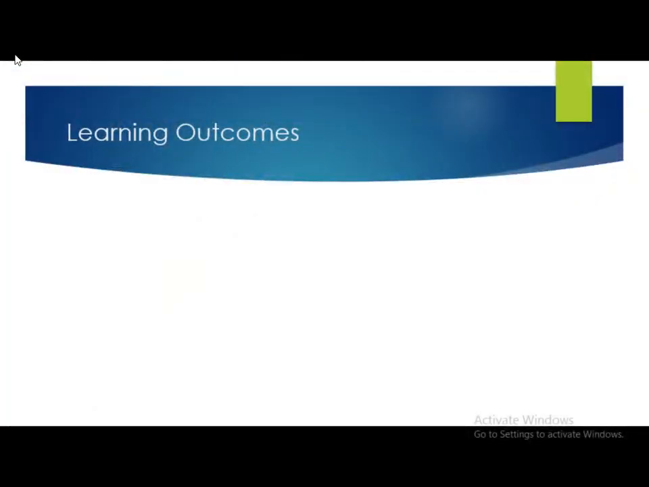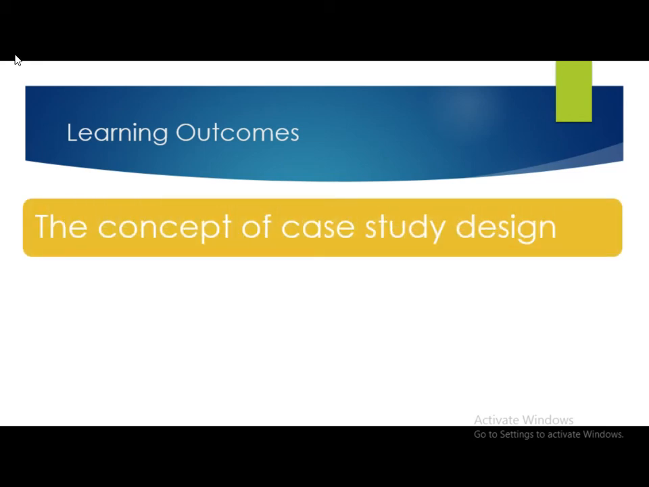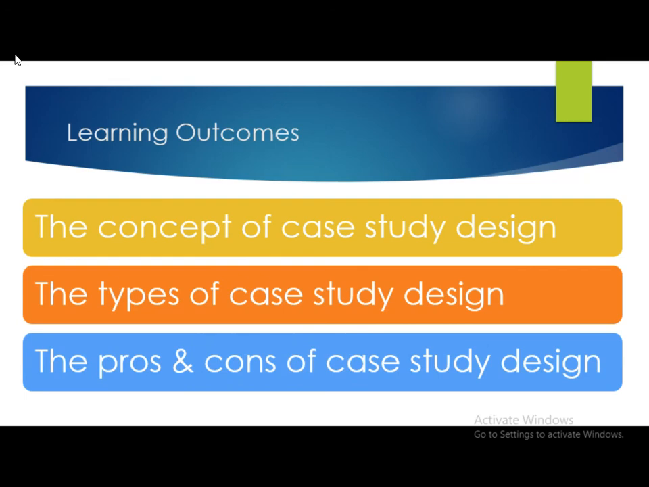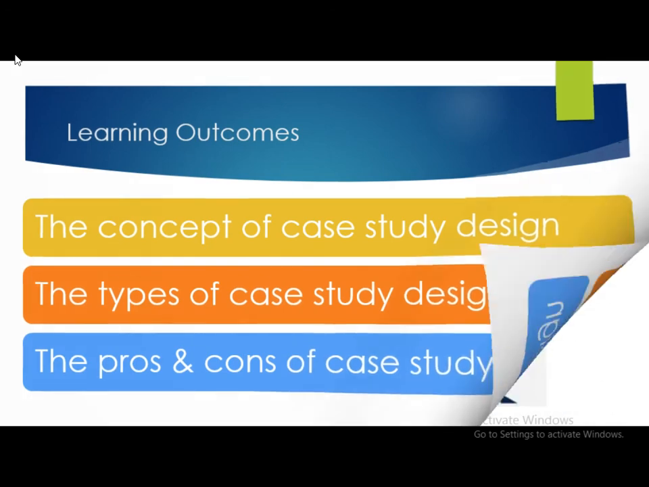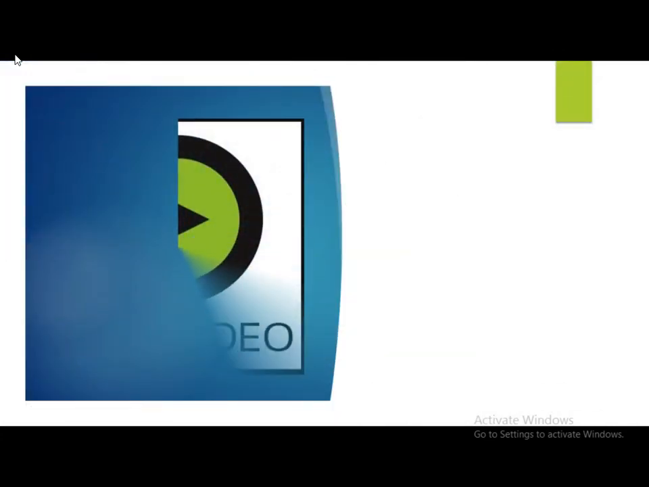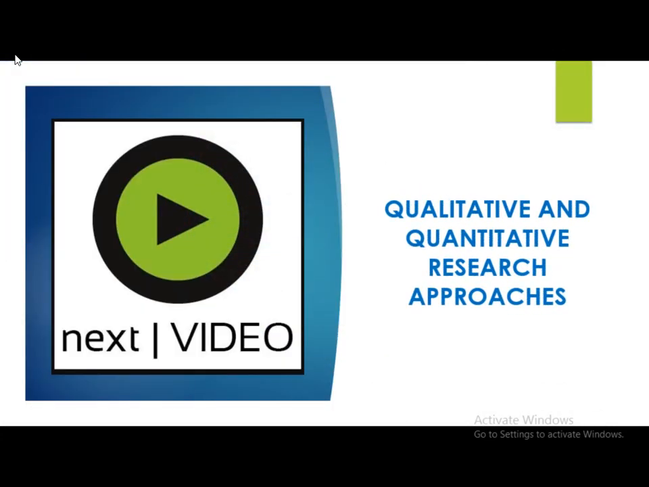So what we have learned today: we have studied the concept of case study research design. We have seen various types of case study research design, that is, explanatory, descriptive, and exploratory. Also, we have understood the pros and cons of case study research design. What is next? In my next video, we will understand the qualitative and quantitative research approaches.